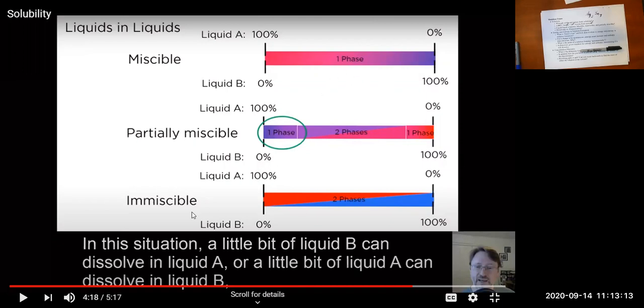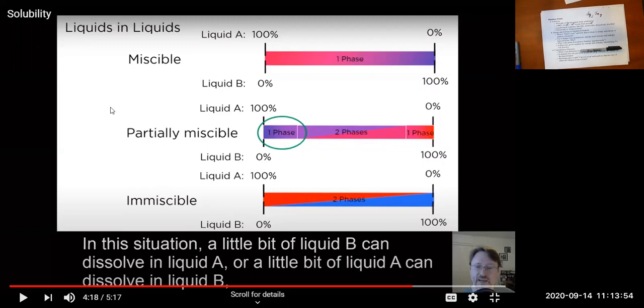Immiscible liquids are liquids that do not combine. Same thing here: liquid A goes from 100% to 0%, liquid B goes from 0% to 100%. We have two phases, the red phase and the blue phase, and they never mix. At any particular ratio, we're going to have a red layer and a blue layer, and by changing how much of each one you have, you're simply changing how big the two layers are. So those are immiscible liquids. The canonical example is oil and water.